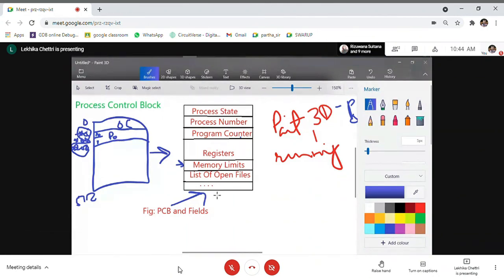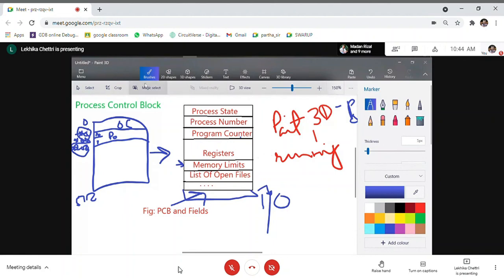Apart from this, there is one very important block, which we call input output information. It will have one more block here which includes this input output information. That means, for a particular process, what input output resources does it need? For example, this Paint 3D needs my keyboard to write something. It needs my mouse so that I can hover around this page. But right now it doesn't need a printer.